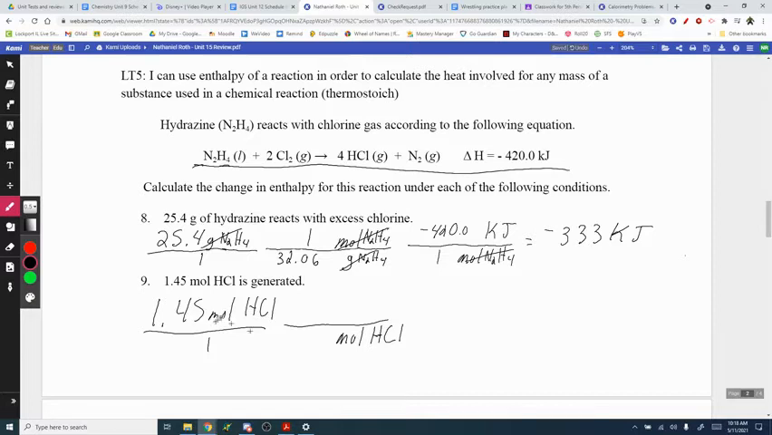Okay, now since we are starting with moles, we don't have to worry about converting to moles, so we don't need our molar mass. So all we need is our mole to energy ratio. So kilojoules goes on top. Since this is our mole to energy ratio, we need our coefficient for HCl, which is 4. And then we need our enthalpy, which is negative 420.0. Moles cancel out. We're left with kilojoules. That is where we want to be. So we just do our math. That gives us negative 152 kilojoules.